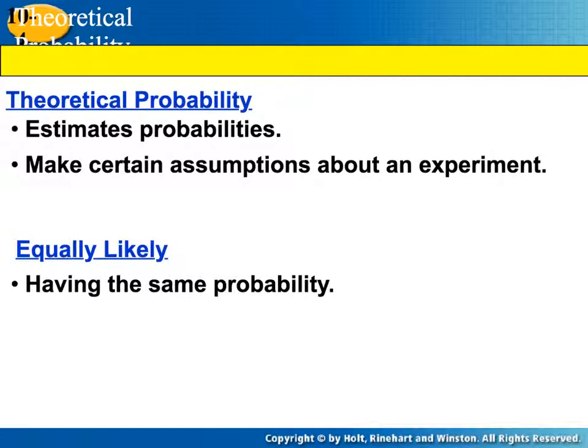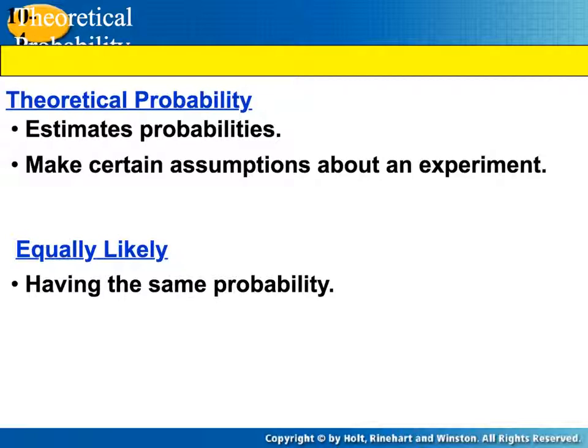All right, so I have two things that you can write down: theoretical probability and equally likely. So please write these two down. All right, so theoretical probability estimates probabilities. You are estimating the different probabilities. You are making certain assumptions about an experiment. You are looking at this and you are kind of making predictions about what could happen in that experiment. Not what has happened in the past, because it's like you haven't done it yet, but what could possibly happen.